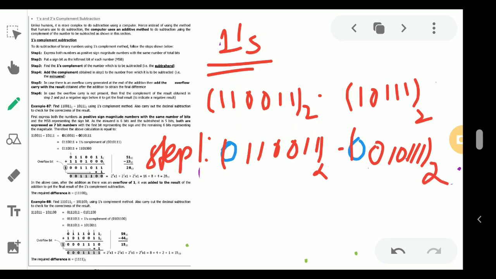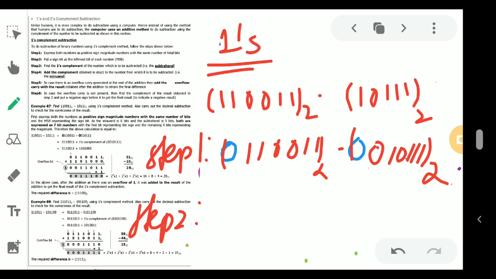Now what does the second step say? The second step says to find the one's complement of the number which is to be subtracted. We need to subtract this number, so for that reason we have to find the one's complement of that particular number. So step 2 is to find the one's complement.